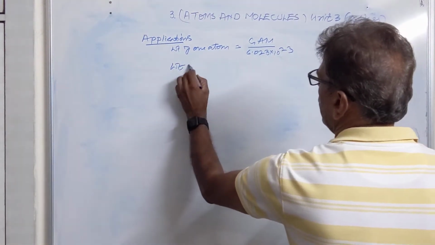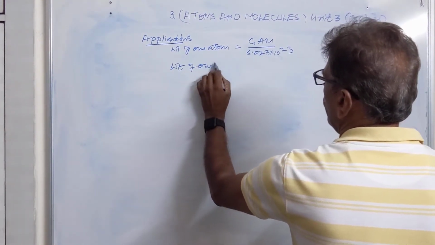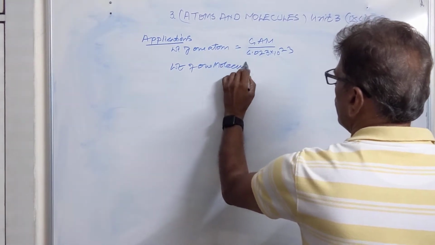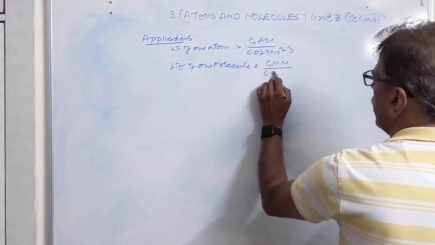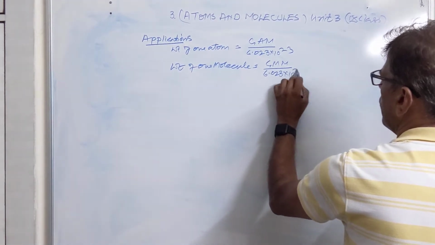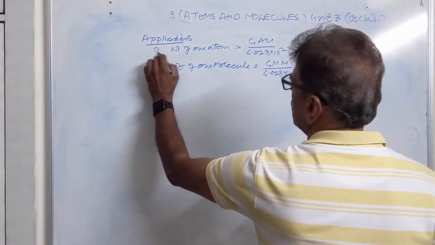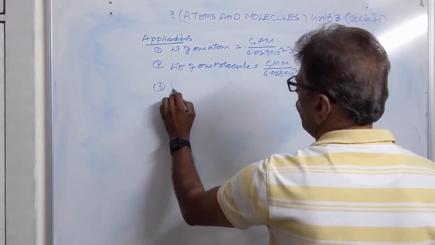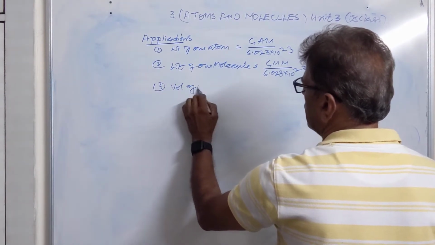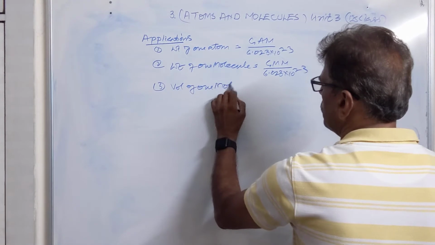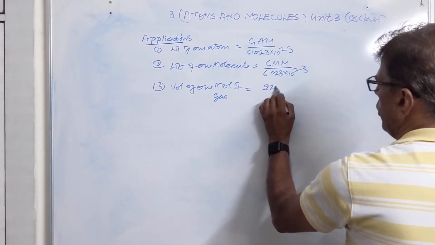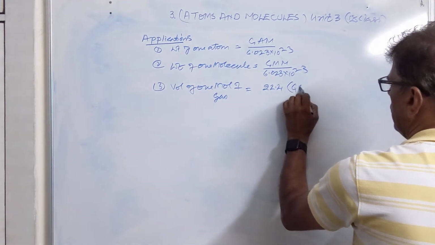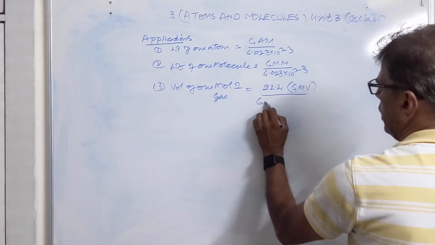Similarly, we can calculate the weight of one molecule. That can be calculated by gram molecular mass upon Avogadro number. Third application, the volume of one molecule of gas can be calculated by gram molecular volume, that is GMV, divided by Avogadro number.